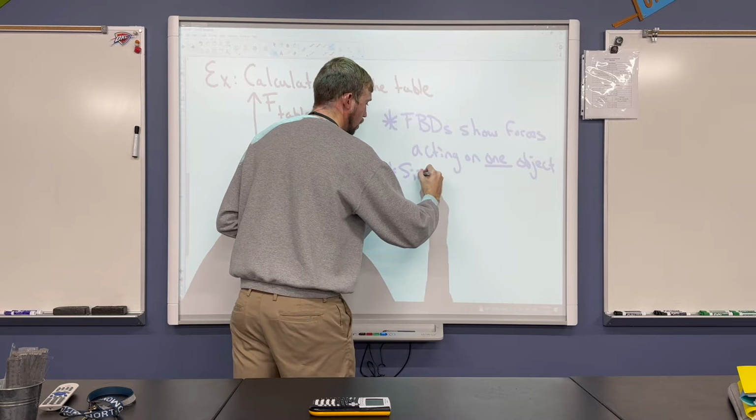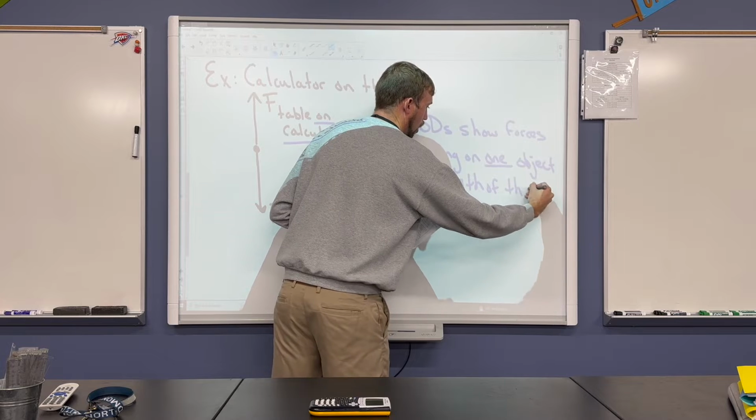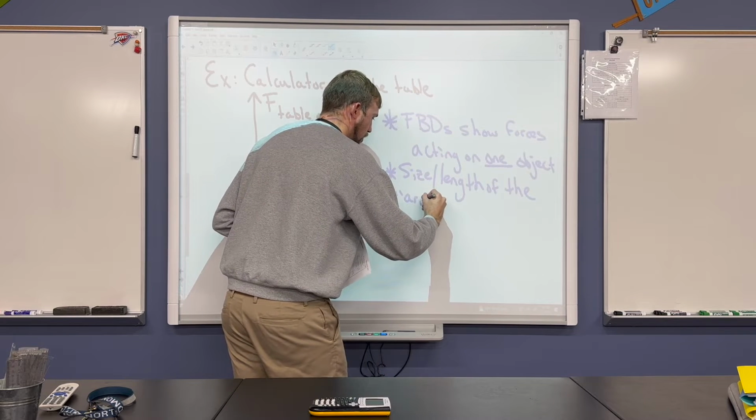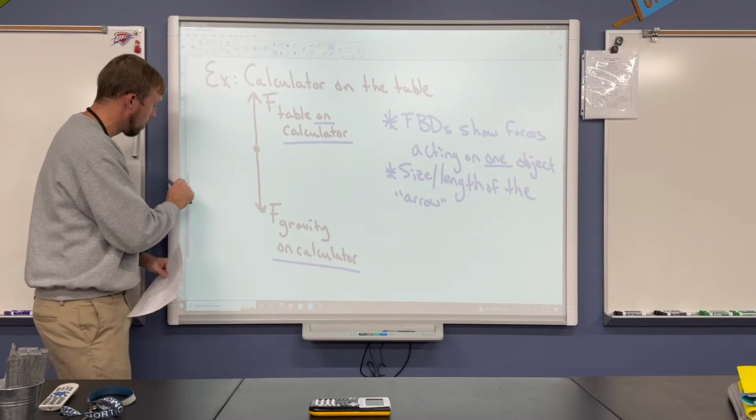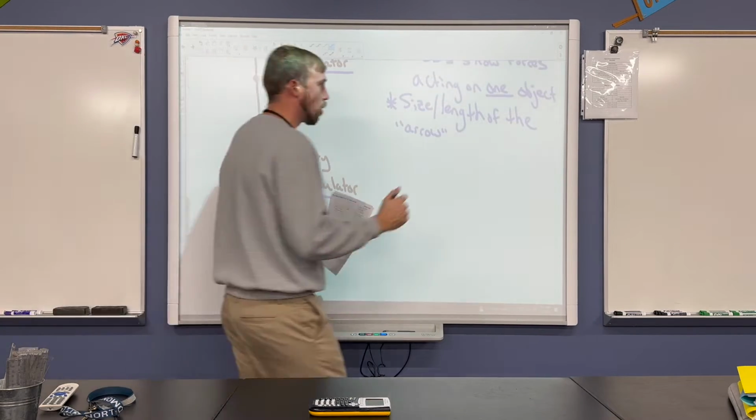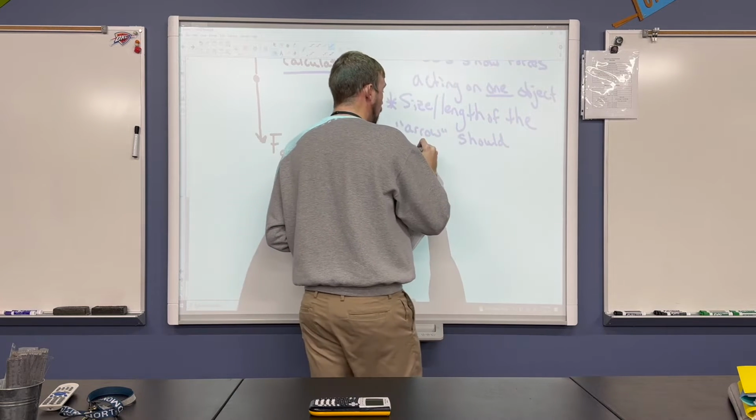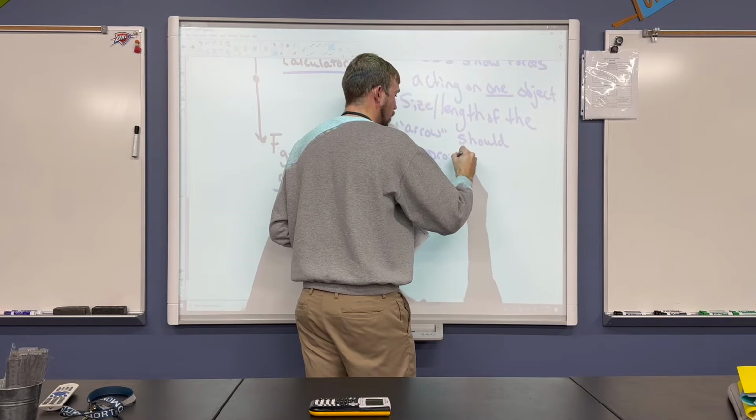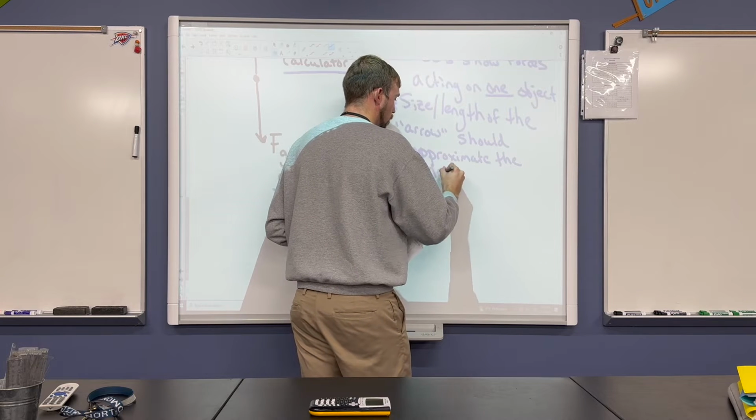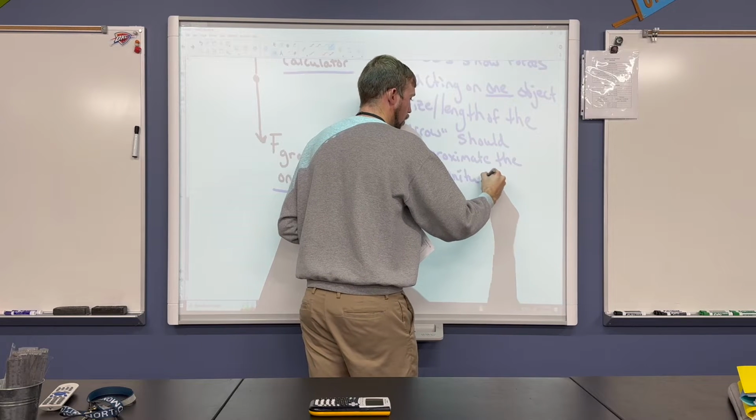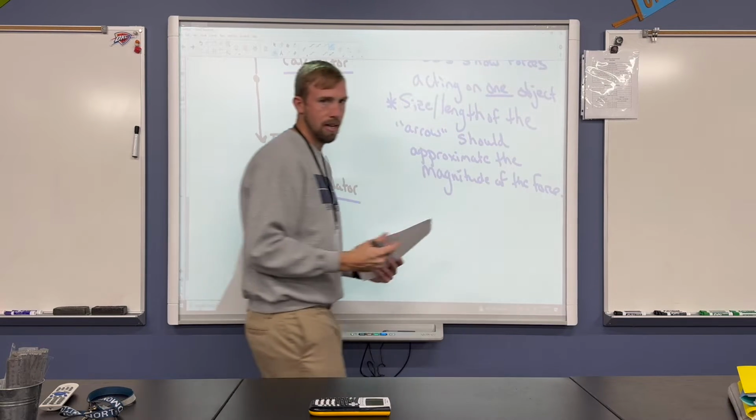The size or length of the arrow, put that in parentheses, because again, that is a vector, right? Forces are vectors, so their direction is important. Their magnitude is also important. So the size or length of the arrow should approximate, again, it doesn't need to be perfect, the magnitude of the force. Here's what we mean by that.